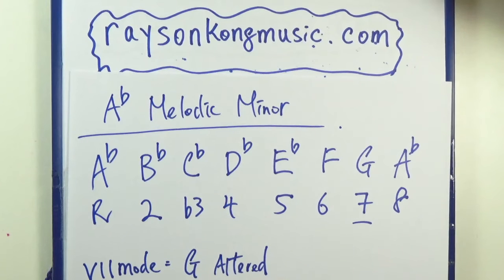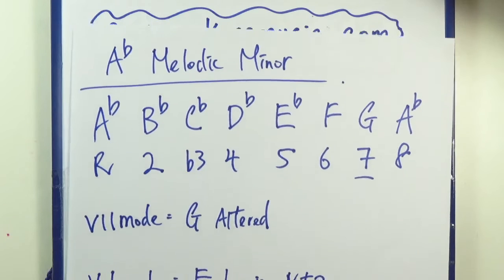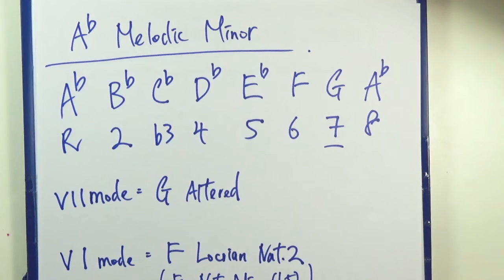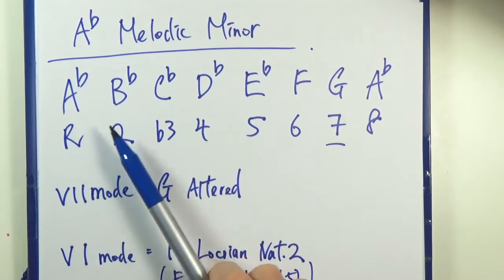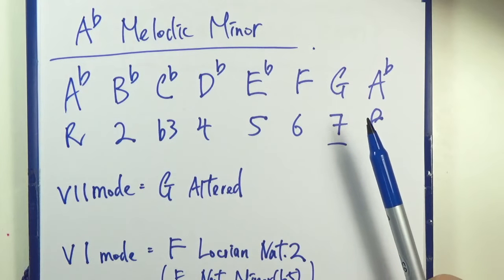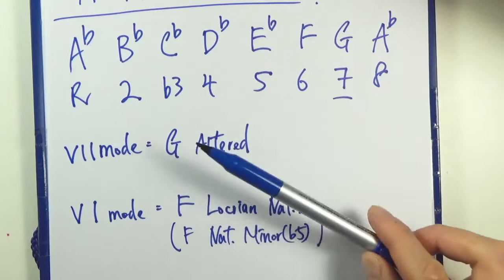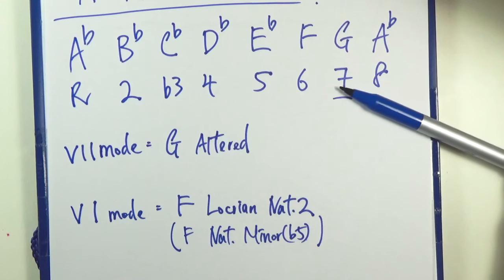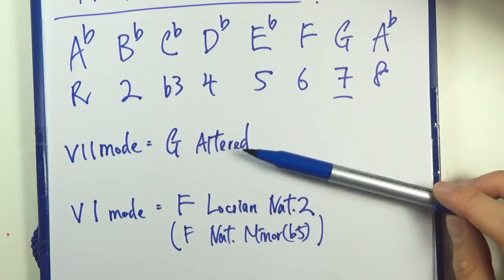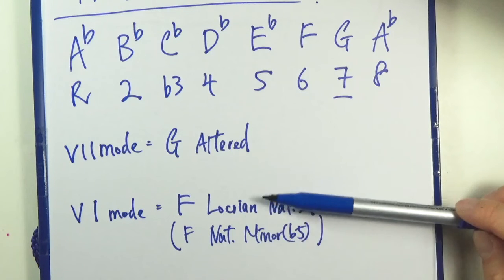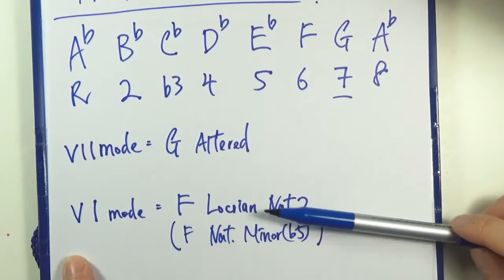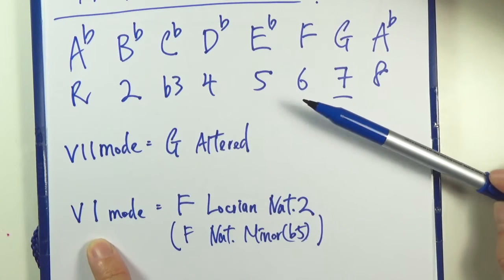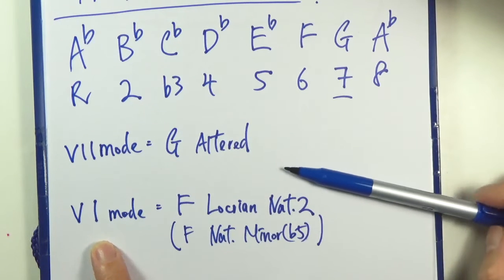Hello everyone. So I want to talk about the second application, but before I do that, I want to take a look at the A-flat melodic minor and its related modes. So this is the A-flat melodic minor scale here, and we already learned about the seventh mode, which is the G altered scale. We just learned about the Locrian natural 2 scale, or the F natural minor with a flat 5. So the sixth mode is the Locrian natural 2, and that's F here. So F Locrian natural 2.